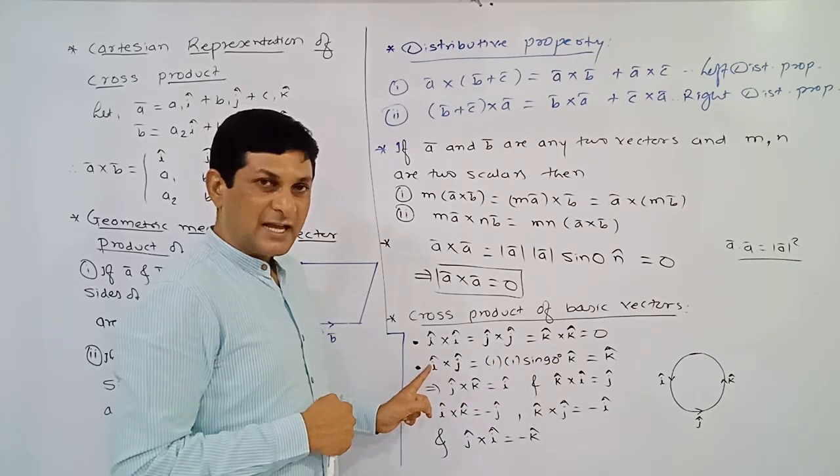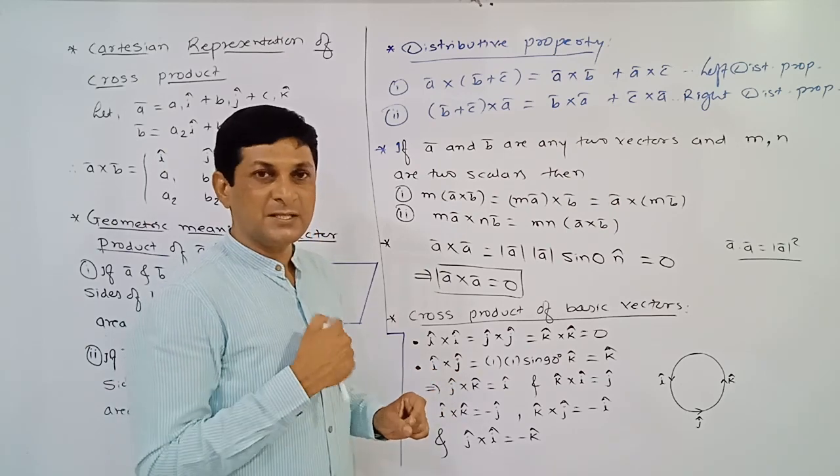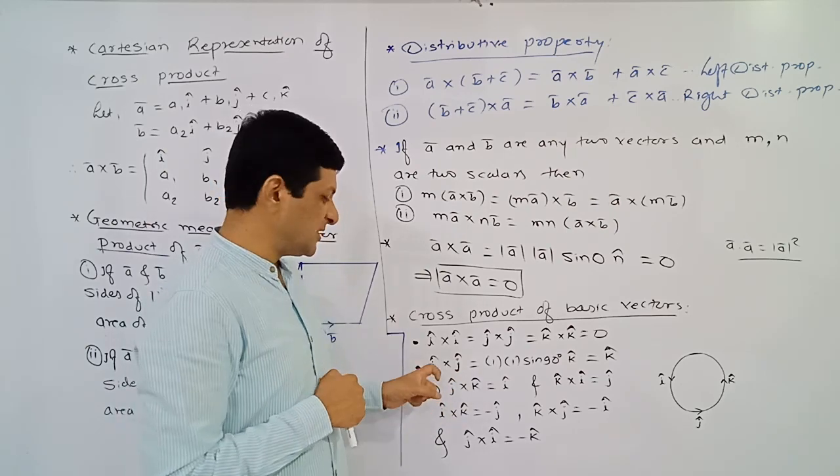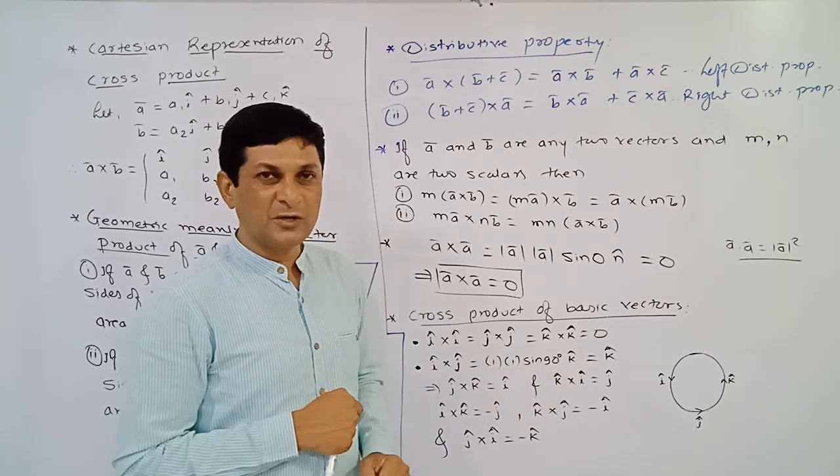We know that i cap is along x axis, j cap is along y axis, and since the axes are mutually perpendicular, these two vectors are also mutually perpendicular. That's why here theta is equal to 90 degrees.